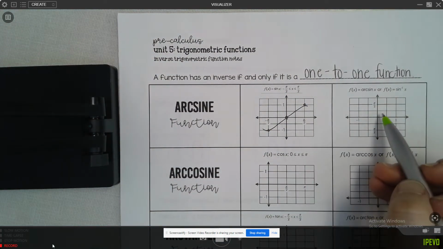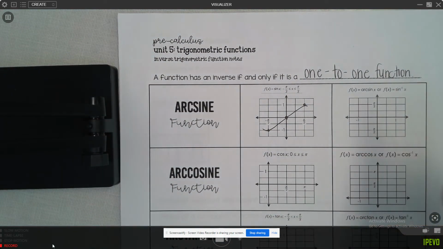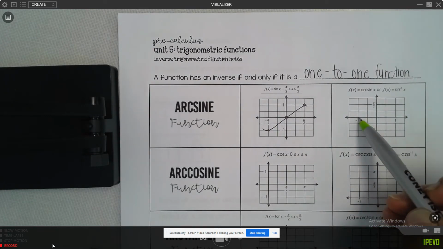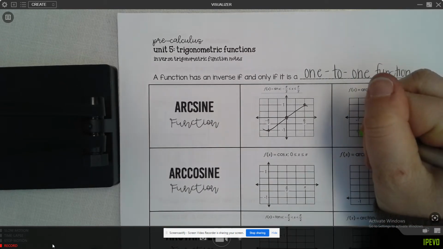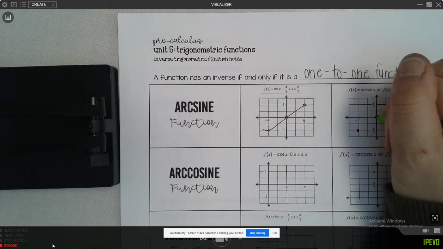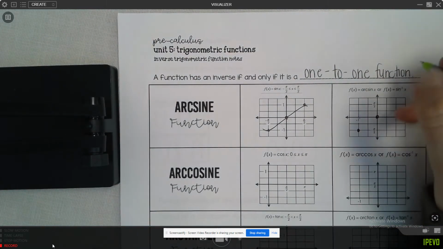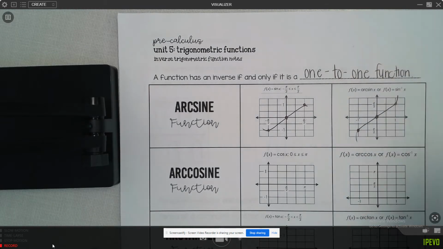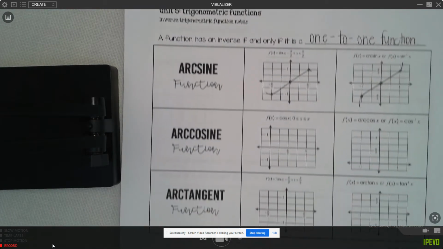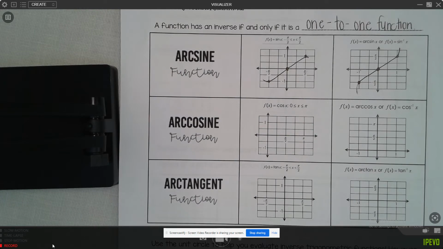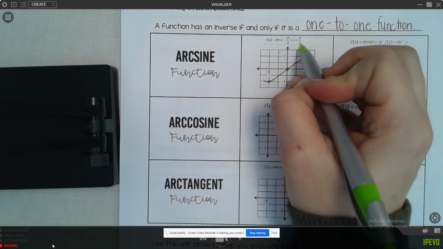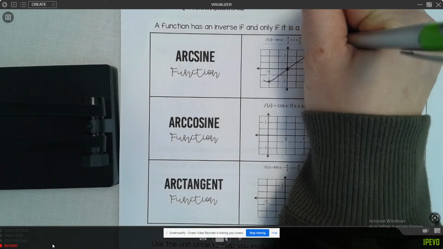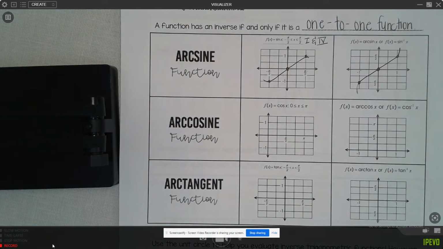So the arc sine, that's the inverse of it, so I'm going to flip my x and my y. This point is negative pi over 2, negative 1, so it's going to be negative 1, negative pi over 2. 0, 0 stays at 0, 0. Pi over 2, 1 becomes 1, pi over 2. So the graph looks like that. Okay, here's my inverse sine, or my arc sine. Also, negative pi over 2 to pi over 2, that's quadrants 1 and 4. That's going to come into play when we reverse back.